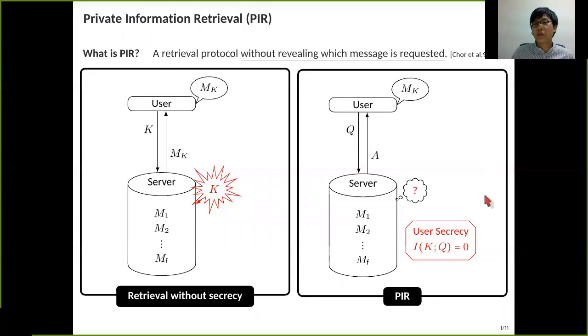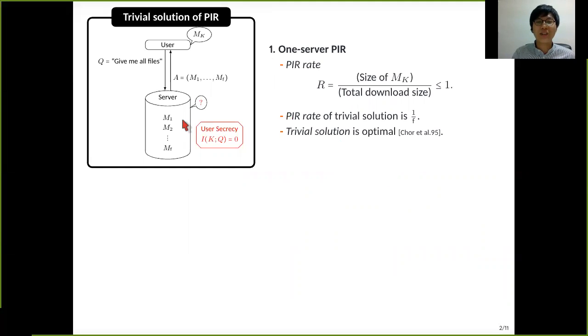It seems that it's very hard to find a solution to this problem, but there's a very simple solution of just downloading all messages. By just downloading all messages, the user can pick the targeted one, MK, but the server doesn't know which one is the targeted one. This is a very simple solution, but a very inefficient one. The efficiency of this protocol is evaluated by the PIR rate, which is the size of MK over the total download size. So from the definition, it is less than 1.